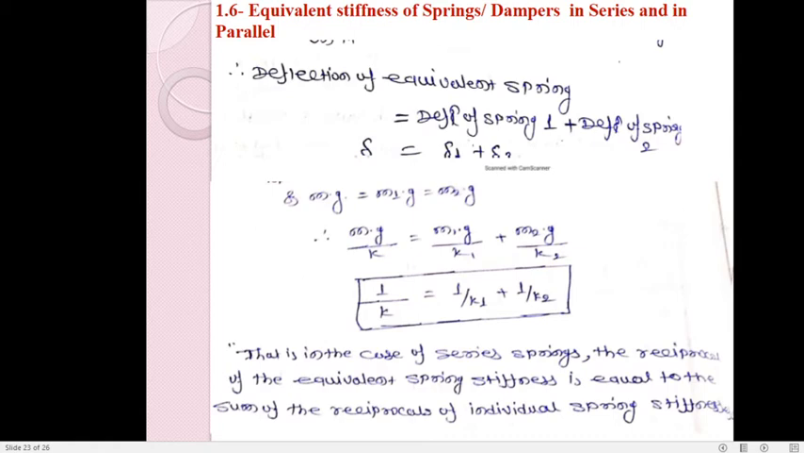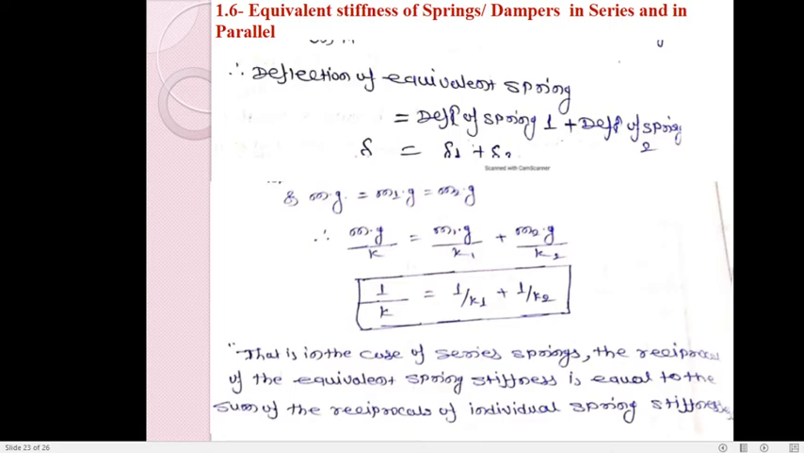So we can write the equivalent stiffness of the springs when they are connected in series. That time we get this relation: the reciprocal of the equivalent stiffness of the equivalent spring is equal to the summation of the reciprocals of the stiffnesses of the individual springs. That's what we have written over here: in the case of series springs, the reciprocal of the equivalent spring stiffness is equal to the sum of the reciprocals of the individual spring stiffnesses. This way we can calculate the equivalent stiffness when the springs are connected in series.